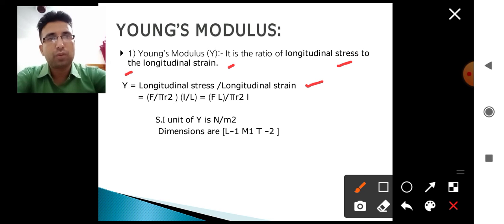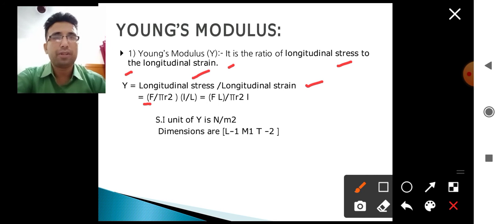Now, first of all, what is the longitudinal stress? It is simply the force applied on the body divided by the area of cross section of the body where the force is applied. Now, longitudinal strain is simply the change in the dimension of the body divided by the original dimension. This is known as the Young's modulus.